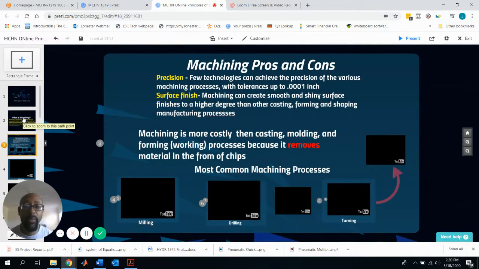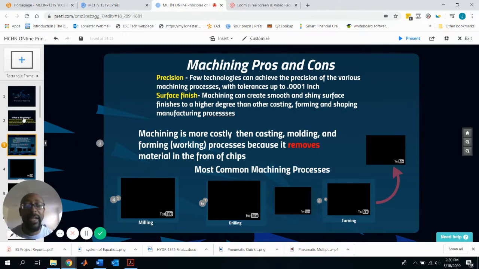So what about the machining pros and cons? For each manufacturing process that we're talking about, you're going to have some advantages and some disadvantages. In particular, for machining, precision is one of its greatest advantages. Not many other manufacturing processes have the precision that the machining process has. It can produce parts with tolerances up to 10 thousandths of an inch. So normally, 1 thousandth of an inch will do.